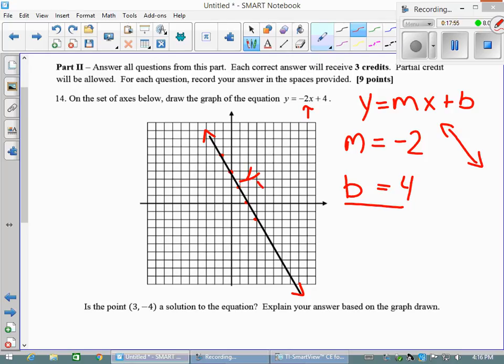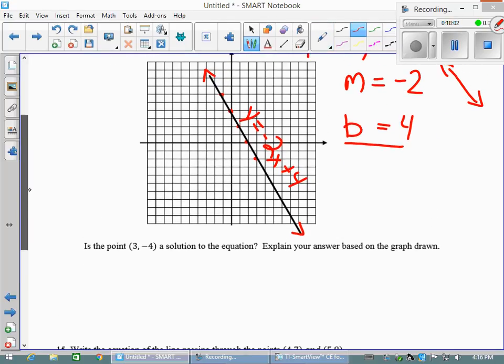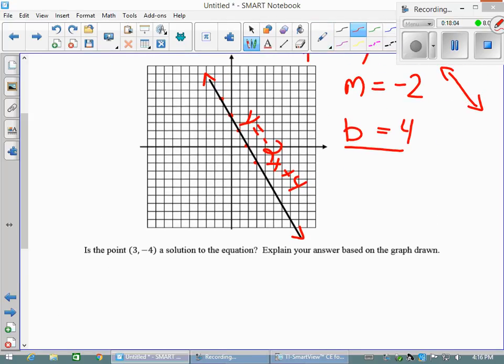The second point, they want us to identify if the point (3, -4) is a solution to our equation. Explain your answer based on the graph that you drew. If we look at the point (3, -4), it's actually here, and that point (3, -4) is not on our line. So that means that is not a solution to this equation. So you're going to say no.